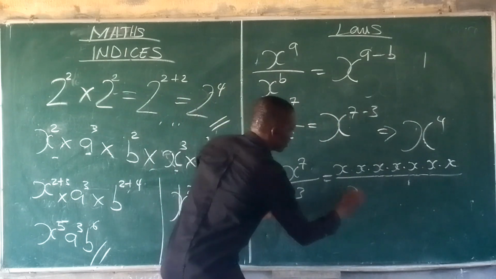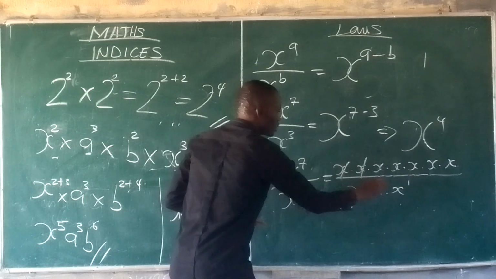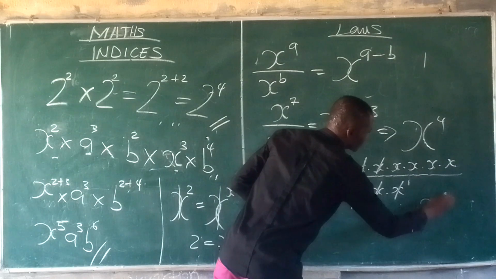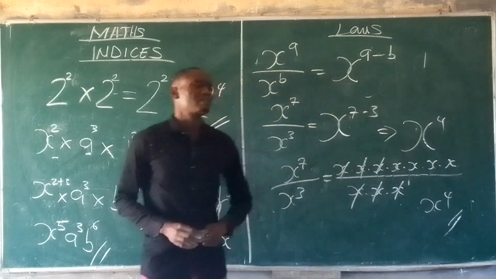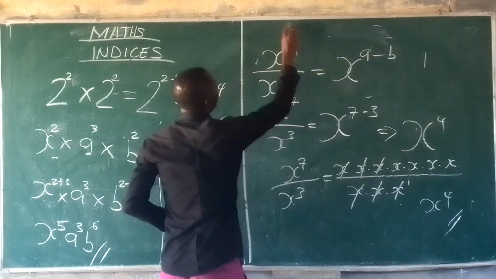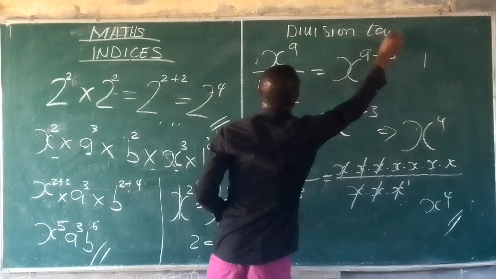And then we have 3. So notice it goes out, and what remains is 1, 2, 3, 4. So is it not x to the power of 4? That is it on that explanation. This is called the division law.